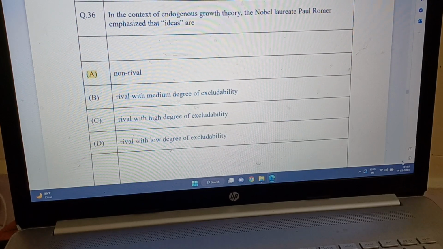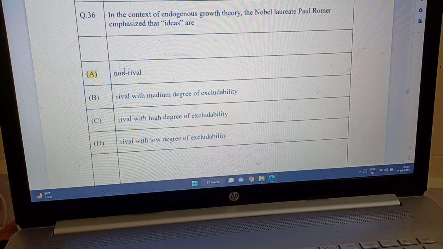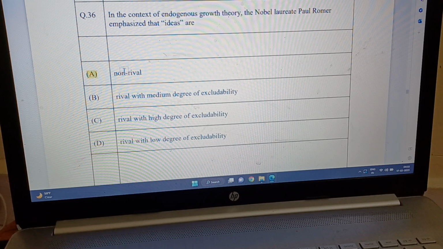Question number 36. In the context of endogenous growth theory, Nobel laureate Paul Romer emphasized that ideas are non-rival is the correct answer because he said that in endogenous growth theory, it is the ideas which is research and development of a company. So when an idea is produced or it is applied in the production, it increases the marginal productivity of labor and capital. So of course the marginal productivity of capital doesn't fall because of this new idea, a new way of producing.